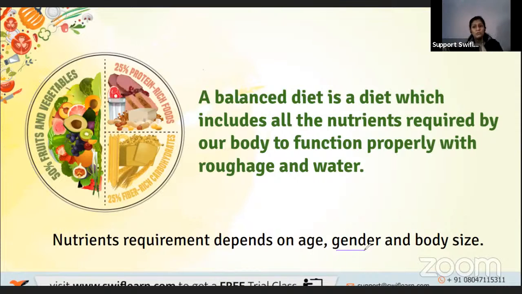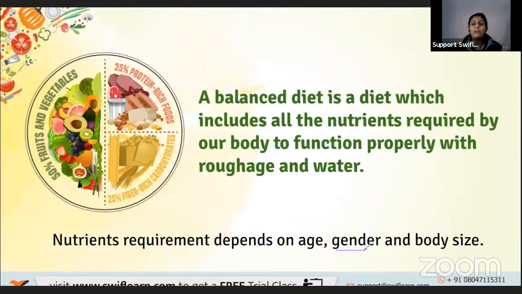But corresponding to that, women have higher vitamin and mineral needs as compared to men. But in terms of calories, if we do the calorie count, then men require more calories as compared to women.